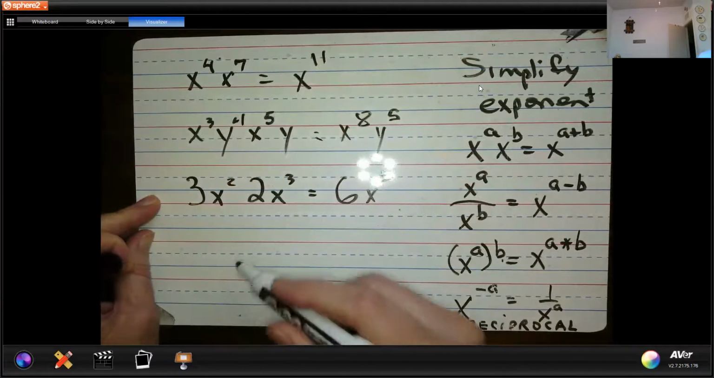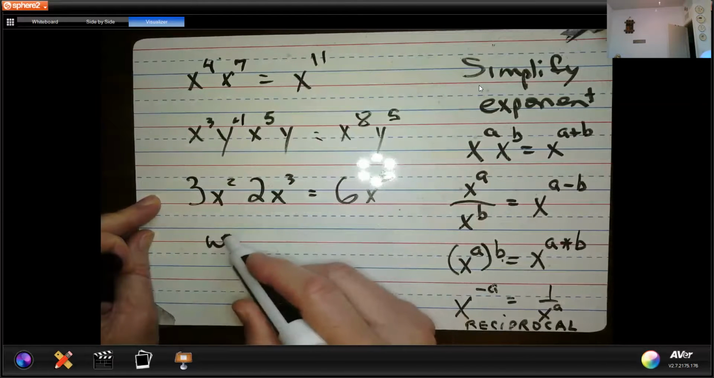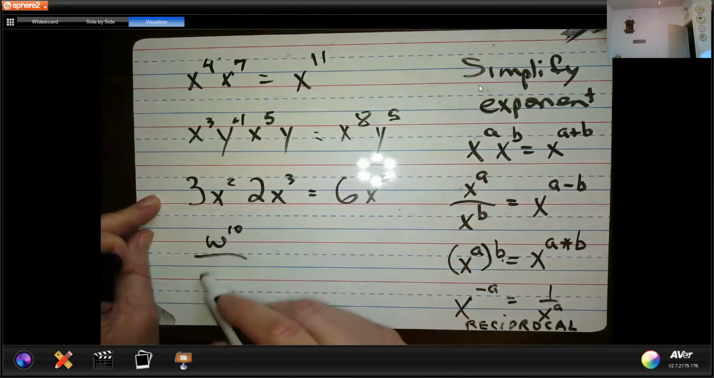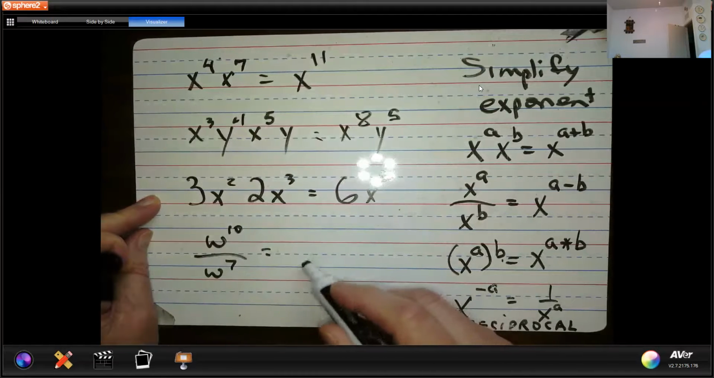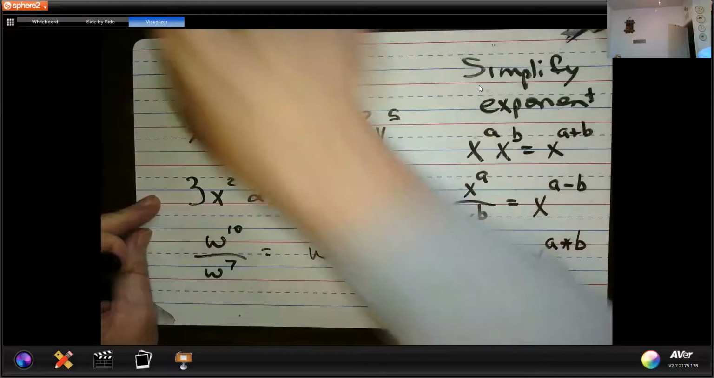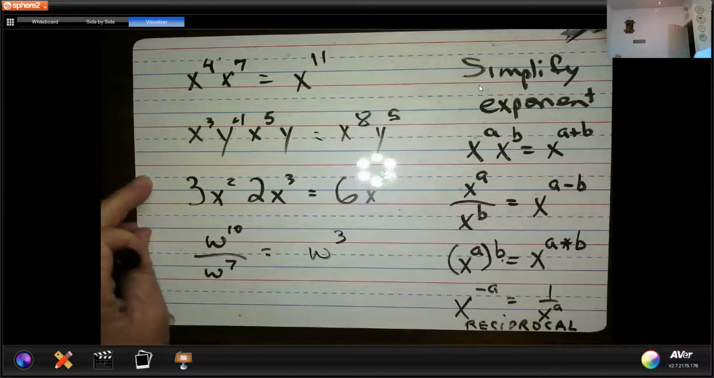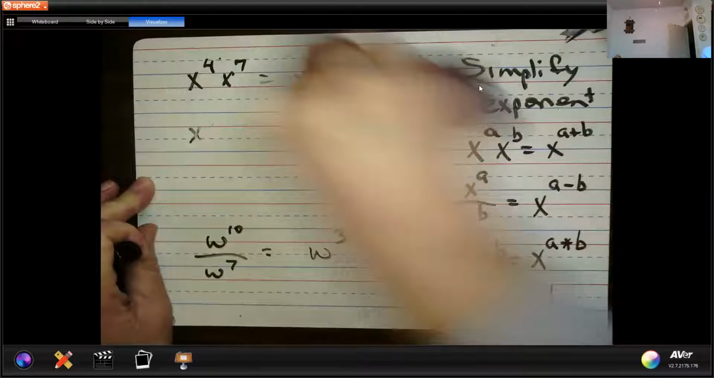What if I had w to the 10th over w to the 7th? What am I doing? I'm just subtracting the exponents. So 10 minus 7 would be 3. Ta-da! That's not bad. 10 minus 7 would be 3.